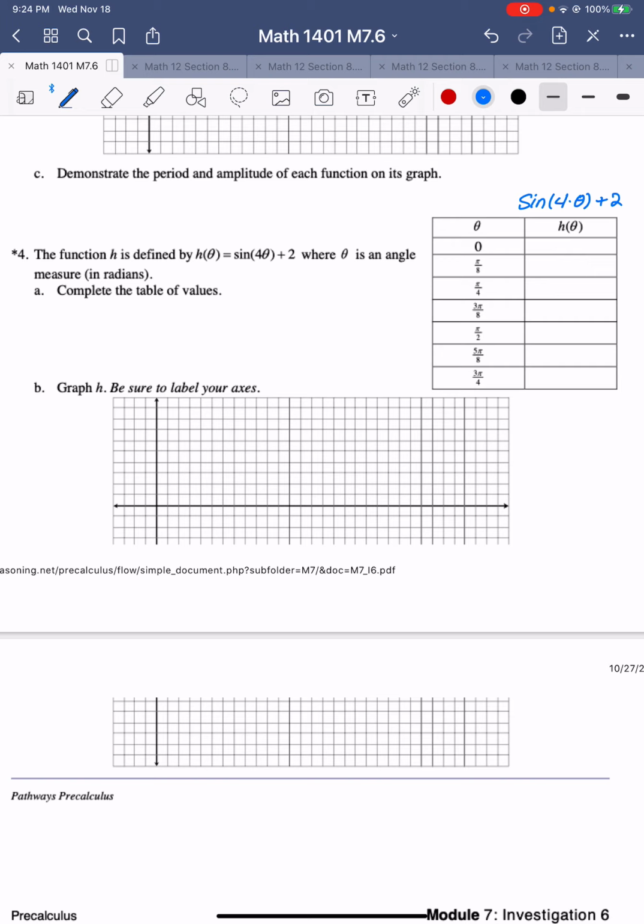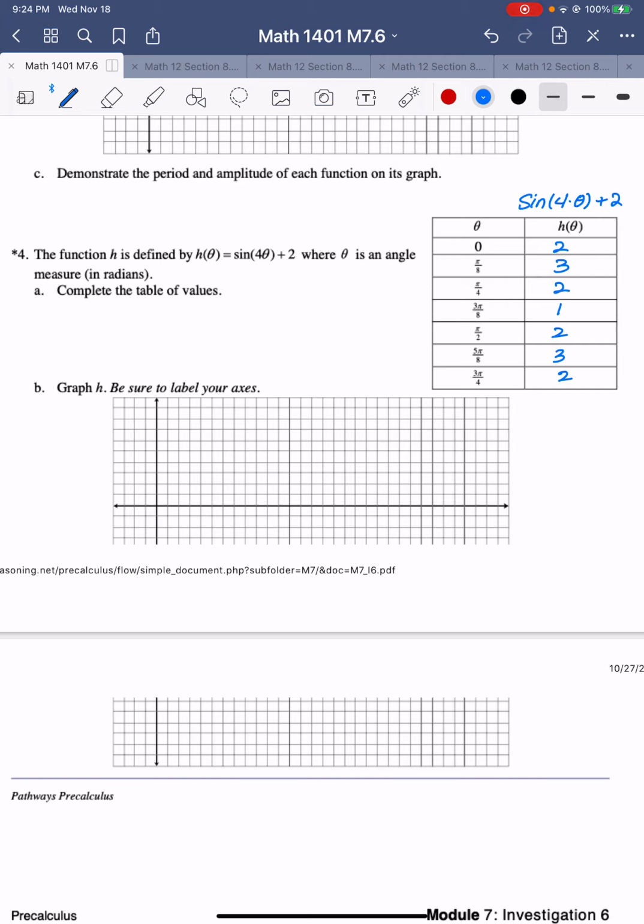When theta is 0, 4 times 0 is 0. So sine 0 is 0, plus 2 is 2. And then you plug in pi over 8. 4 times pi over 8 is the same as pi over 2. So sine pi over 2 is 1, and 1 plus 2 is 3. If you do the same way, you get 2, 1, and 2, 3, and 2.